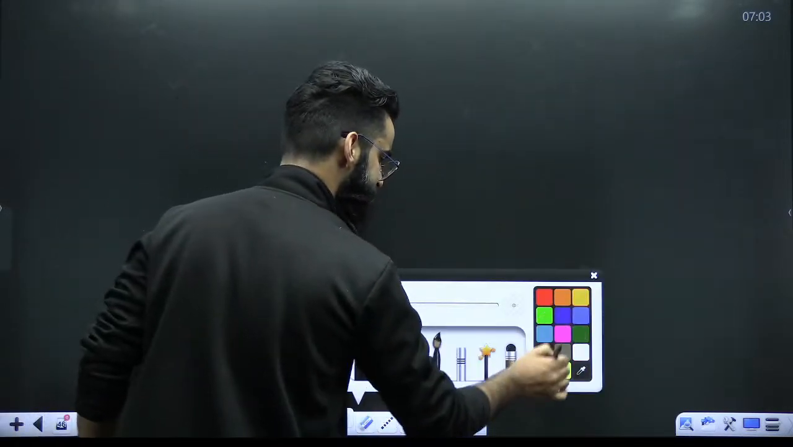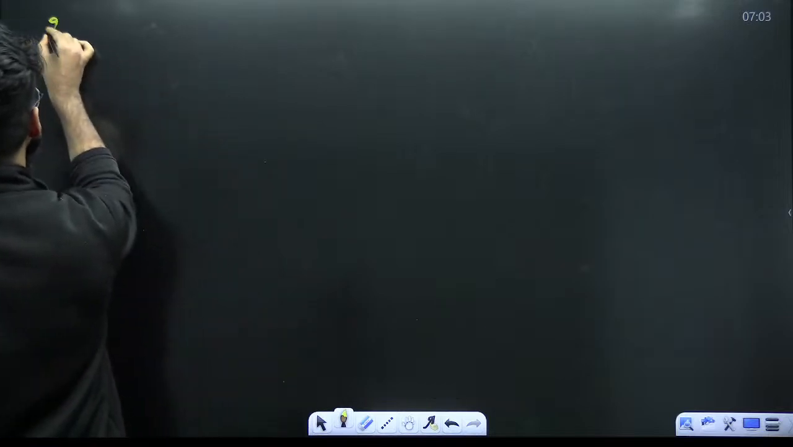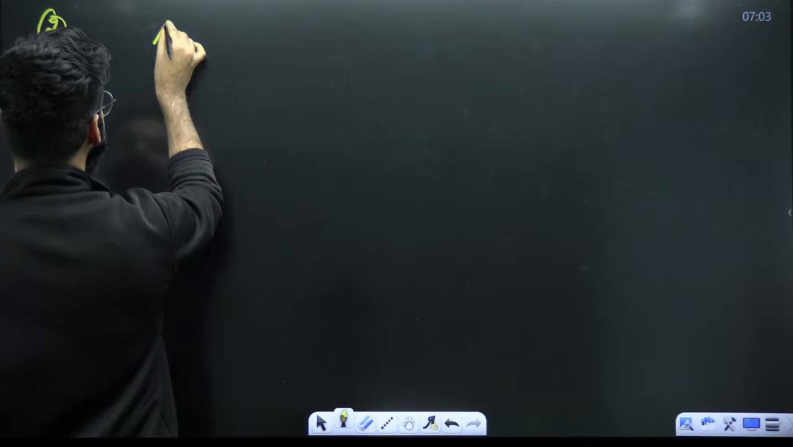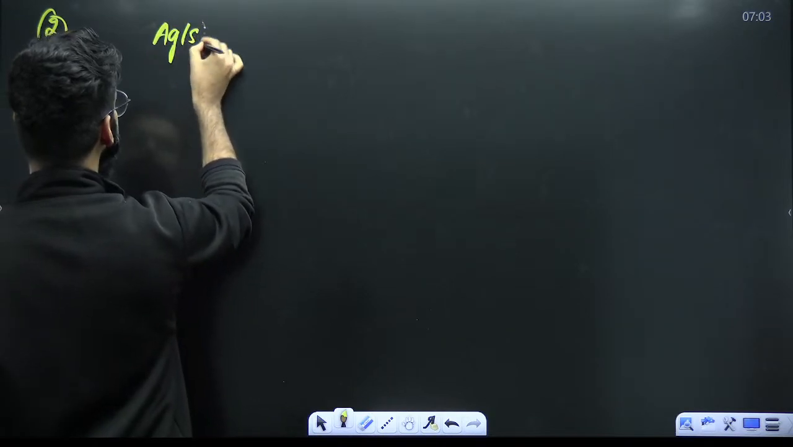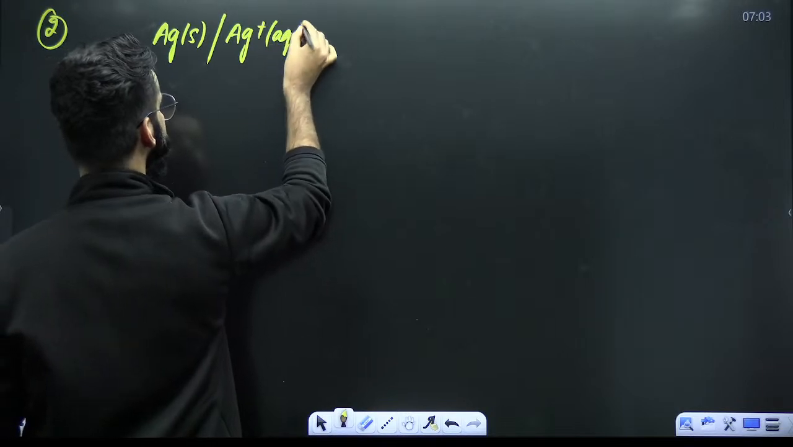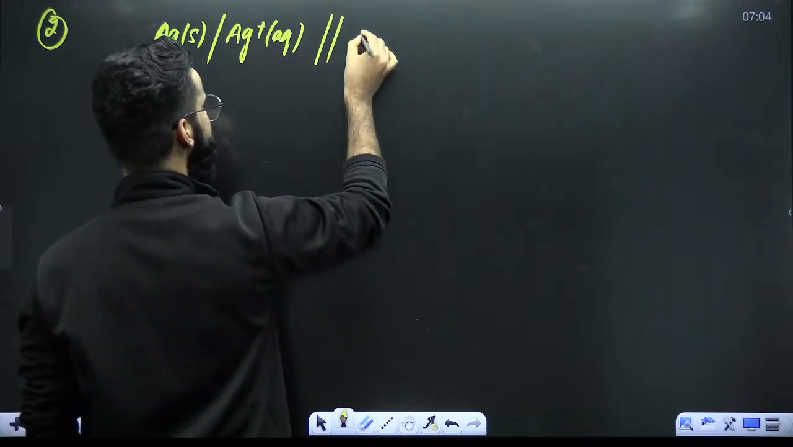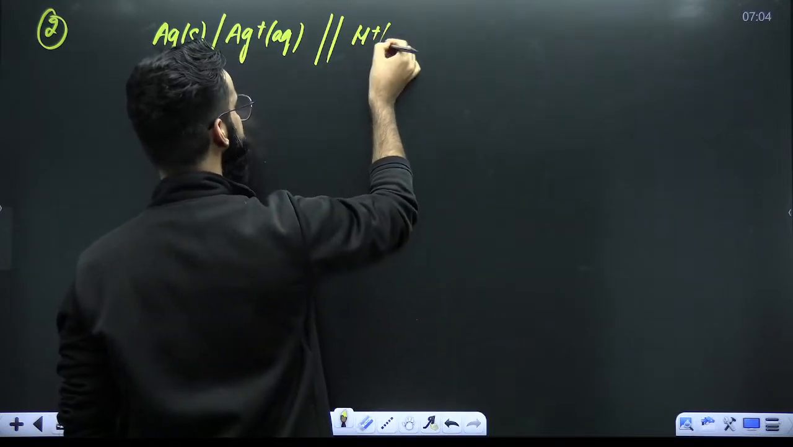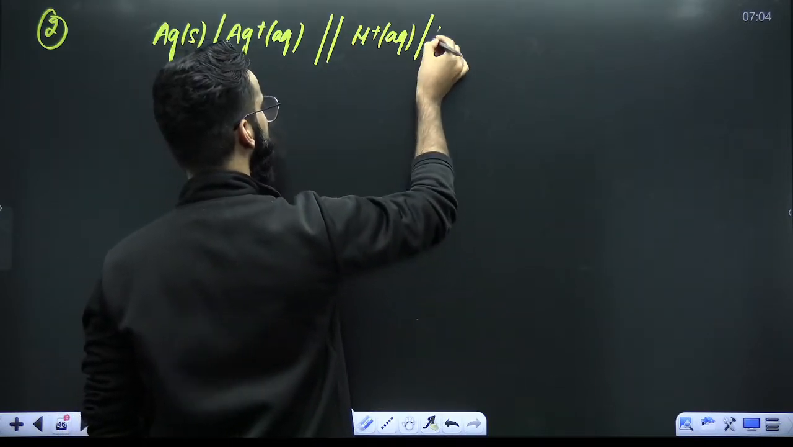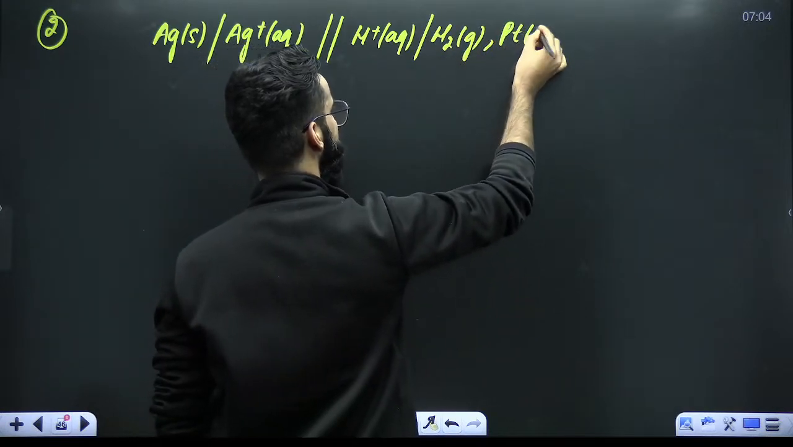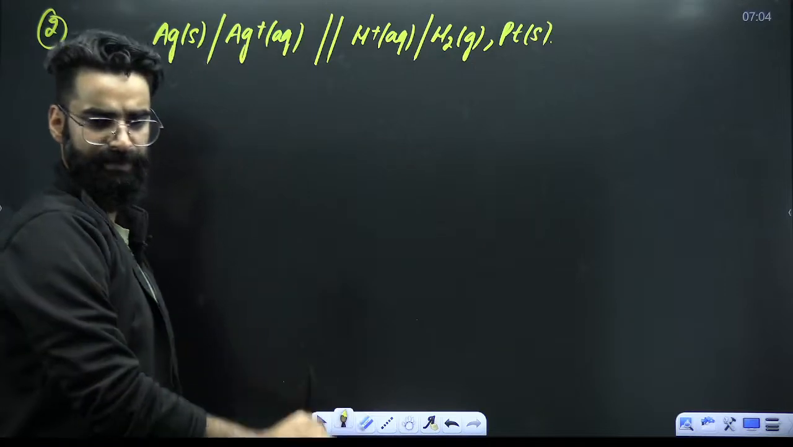Let me take a few more examples. For example, the second example which I'm taking is like this. Understand, guys. Let's say you've got the cell like this: Ag solid, Ag+, salt bridge, H+, H2 gas, and here this is platinum solid. Let's assume this is a cell that's given to me, right?